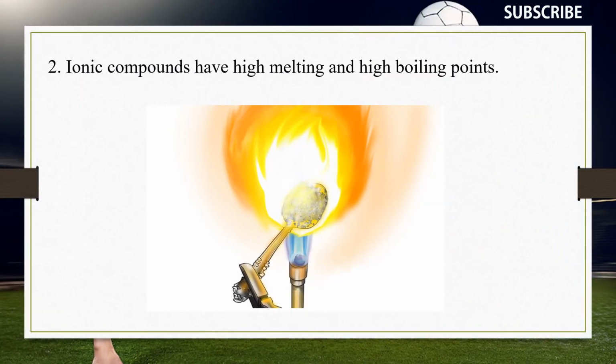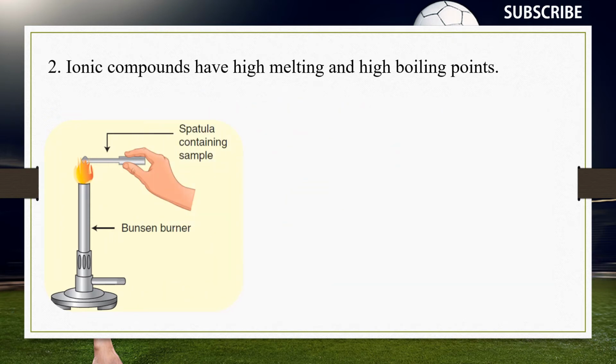Property number 2, ionic compounds have high melting and high boiling points. Have you ever tried heating salt at home? You will realize that salt takes quite some time to start melting. This is because in a salt crystal lattice, you have to apply a lot of energy to separate these ions from one another. The positively and negatively charged ions are held by very strong forces of attraction, and you have to apply quite enough heat to pull these ions apart. As such, it will always require a lot of thermal energy to overcome, and hence we always have high melting and boiling points compared to covalent compounds like water.